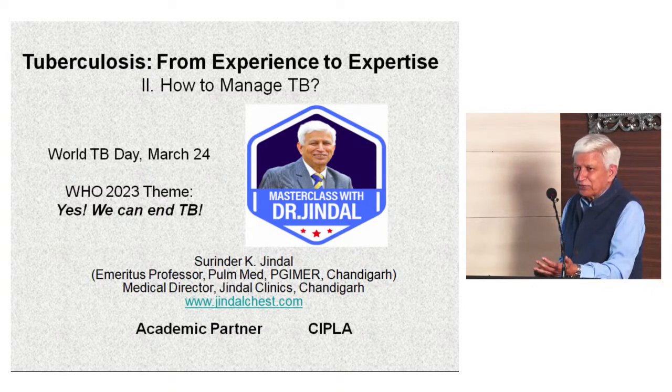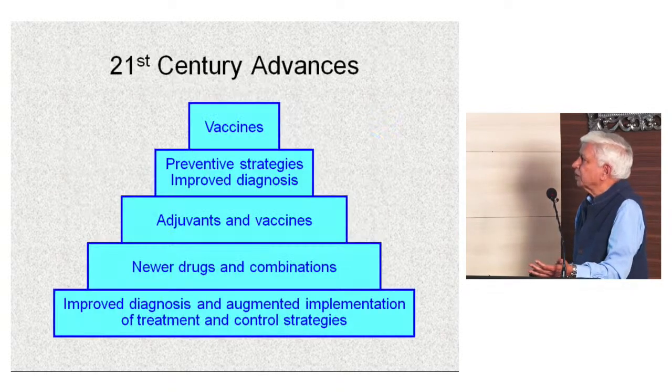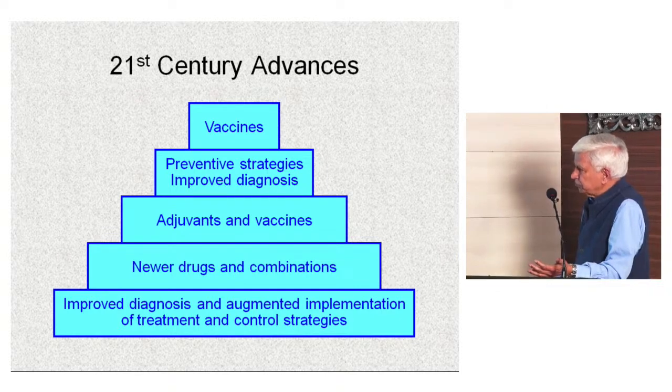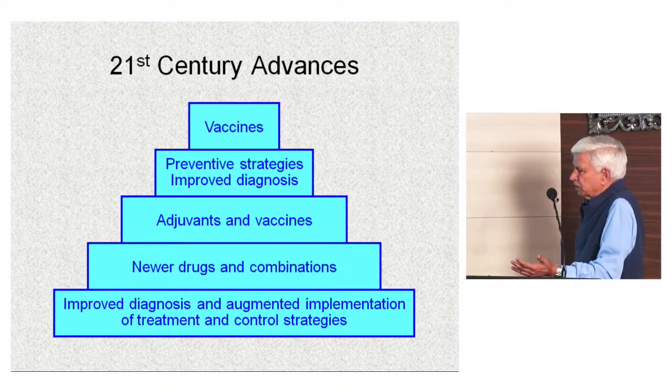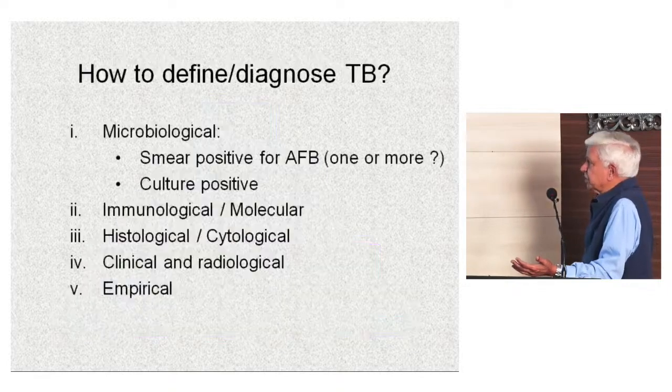India, of course, had gone ahead with fixing it 5 years before 2030. Prime Minister Modi in particular took this initiative that we will eliminate tuberculosis by 2025. There are many advances which have happened. Methods of diagnosis have improved tremendously. Earlier, we used to rely on clinical criteria and radiology. We have also improved the drugs and combinations. And then there are other things like adjuvants, vaccines, and other preventive strategies.